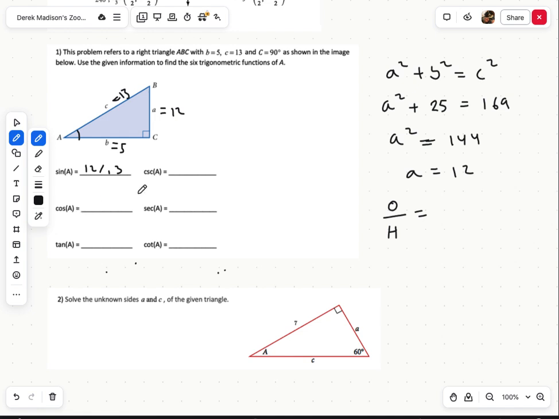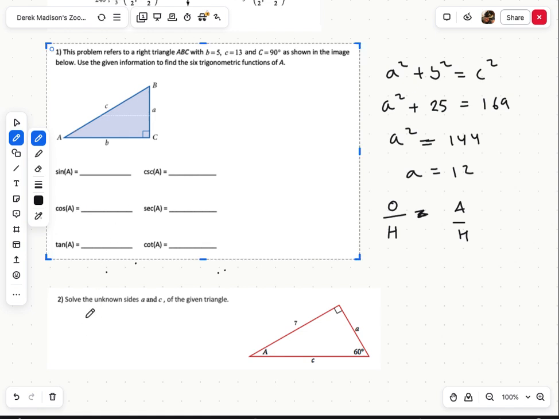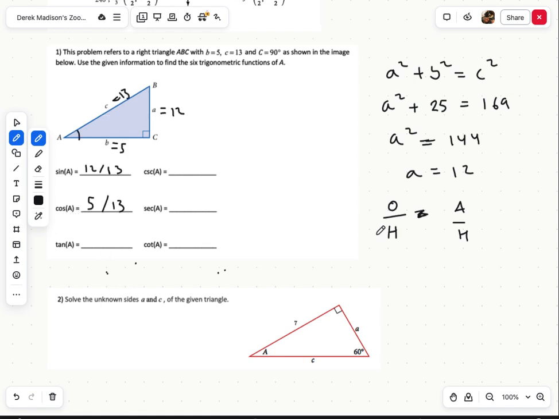For cosine, that's going to be the CAH of SOHCAHTOA, so adjacent over hypotenuse. And our adjacent side is 5. That's adjacent to this angle A, over 13. So that will be our cosine. And then TOA. So tangent is opposite over adjacent, and opposite is 12, and adjacent is 5.